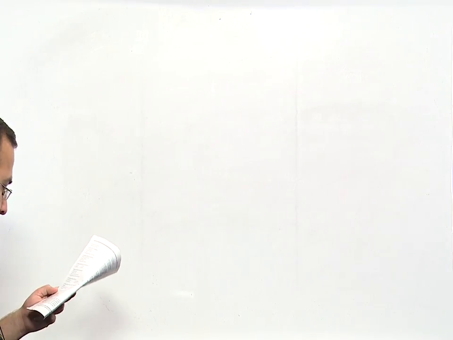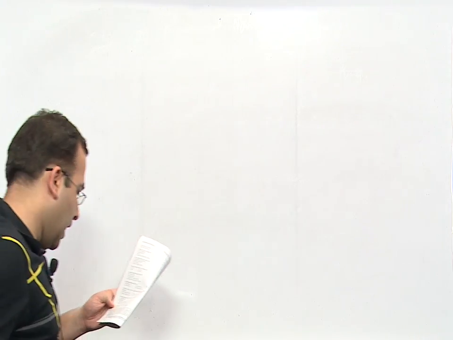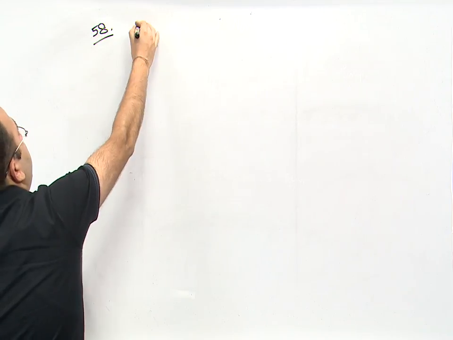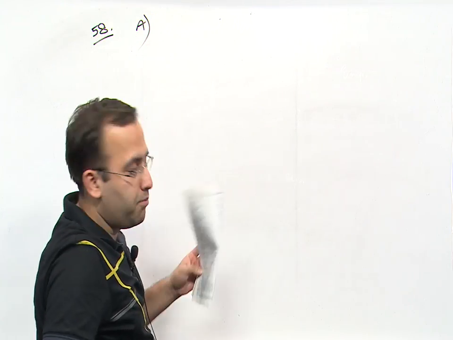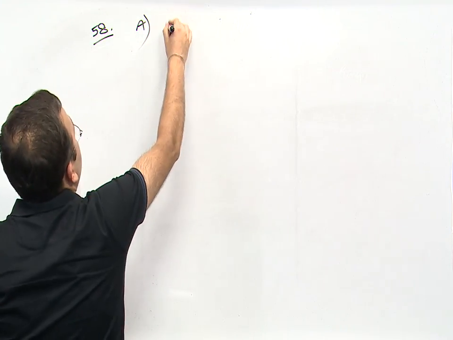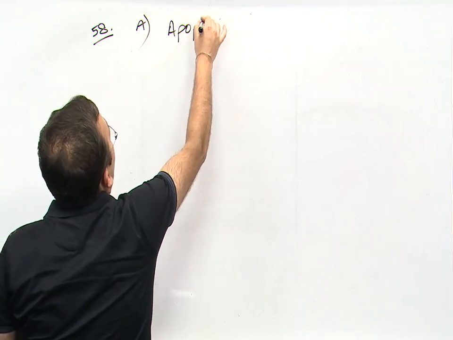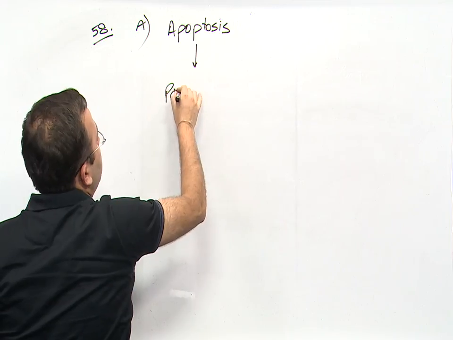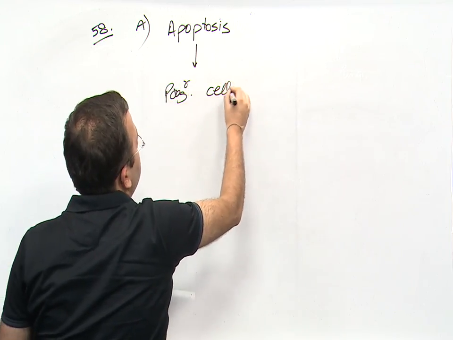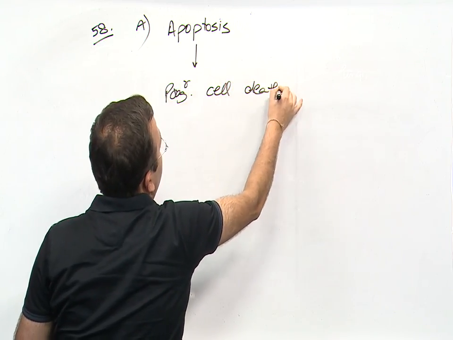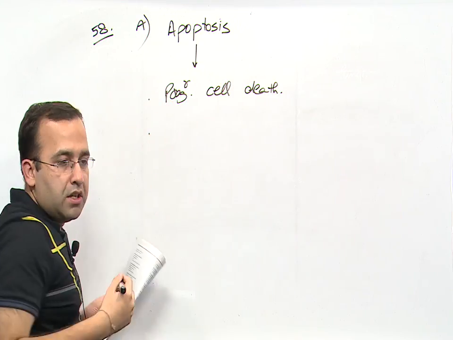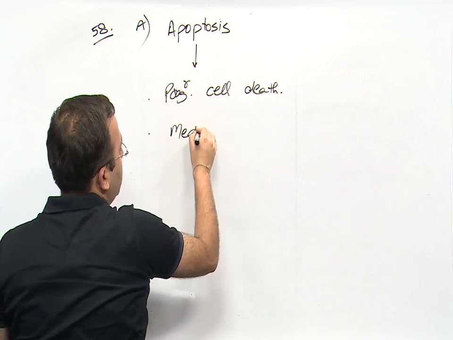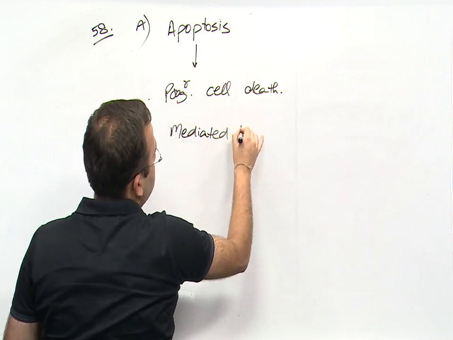This gets us to the next one. Caspases are involved in. This is again a spotter. We have pretty easy questions in the paper, no doubt about it, that they are involved in apoptosis. You very well know apoptosis. It is programmed cell death, which is mediated by caspases.